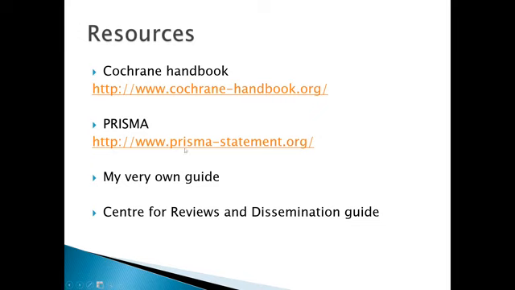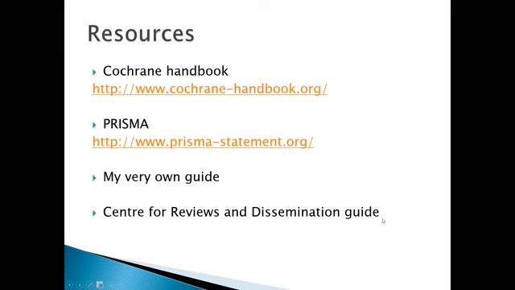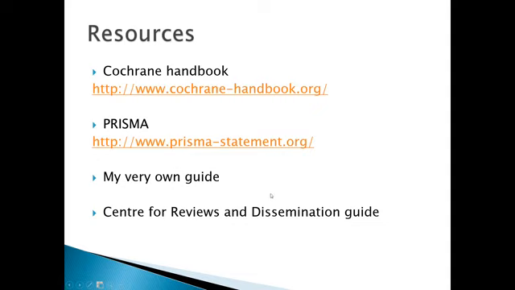So certainly the Cochrane Handbook and also the Centre for Reviews and Dissemination guide, which are more like a couple of hundred pages. If you can't find the answer in there, then it probably doesn't exist. So you keep them at your disposal also when you're going through to do your reviews.